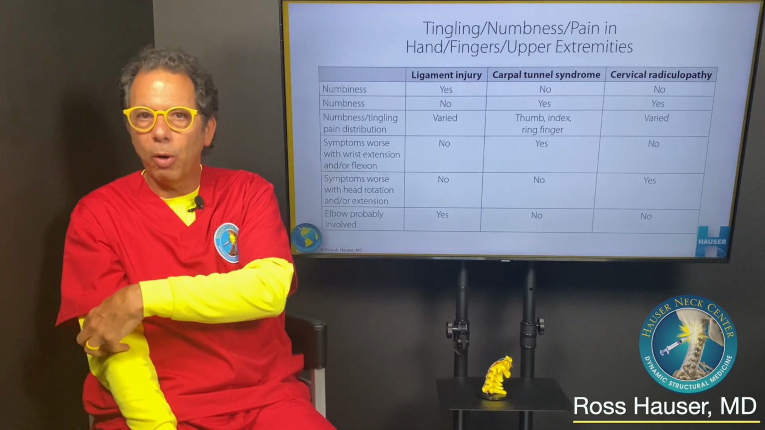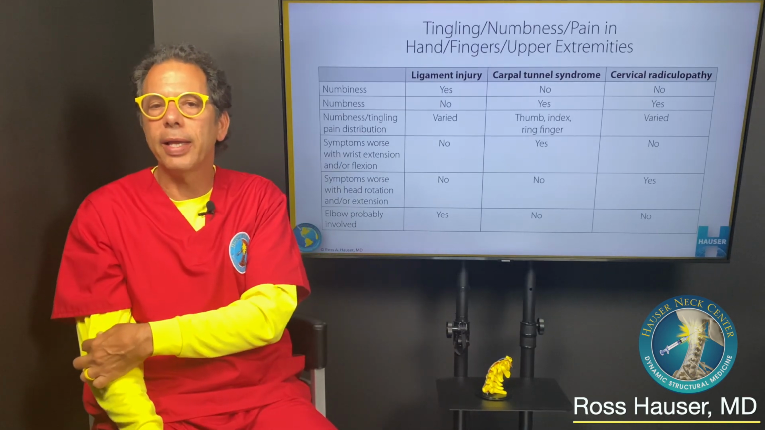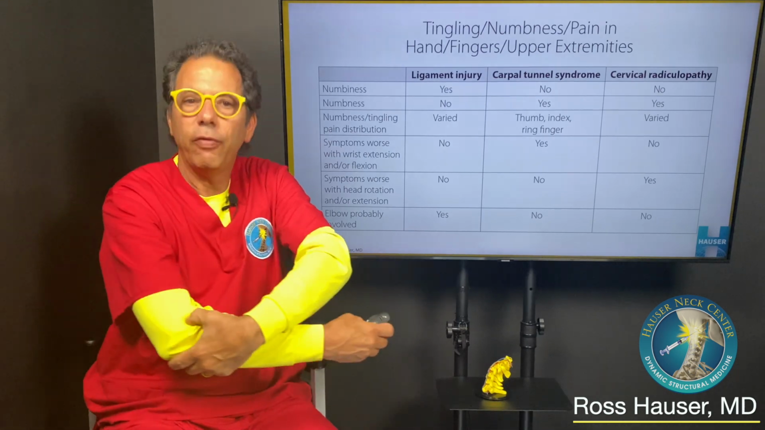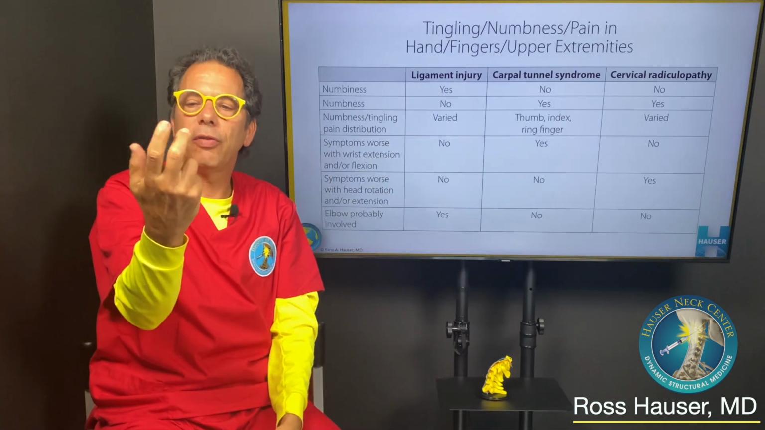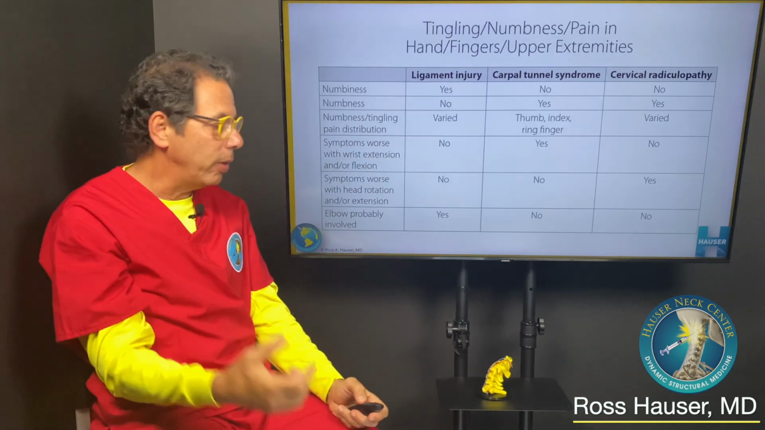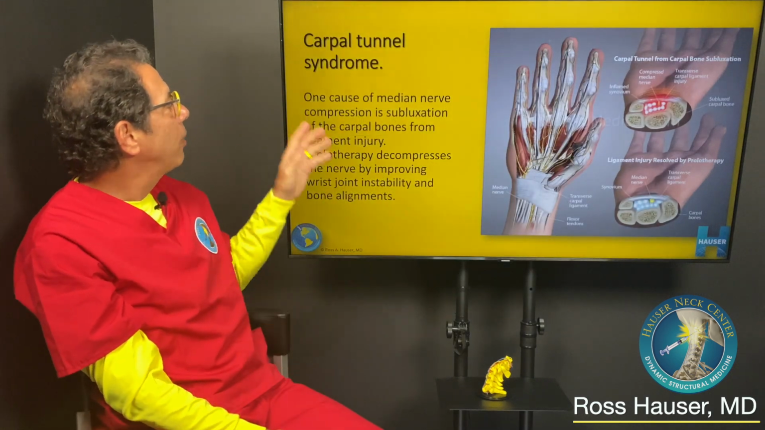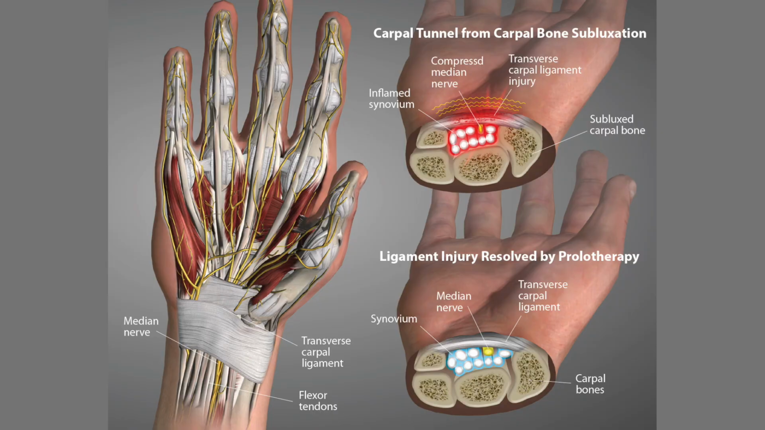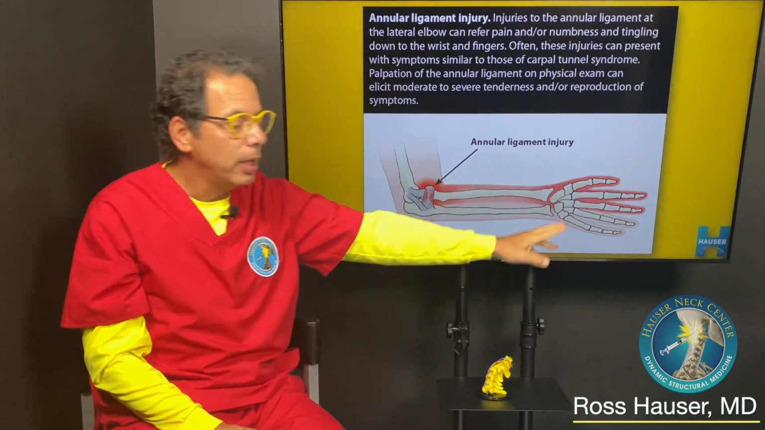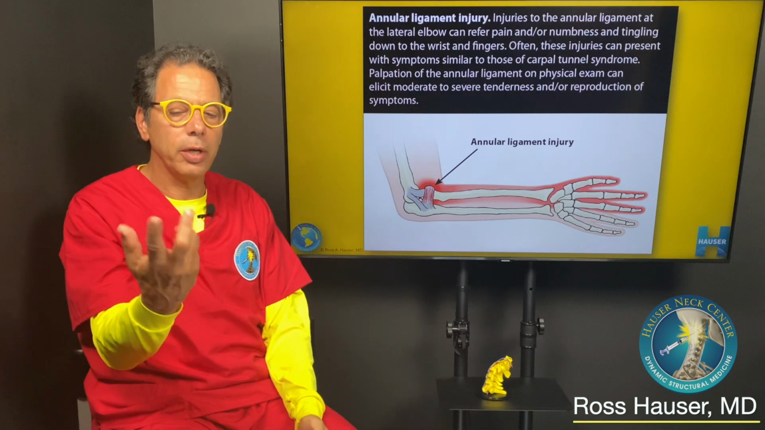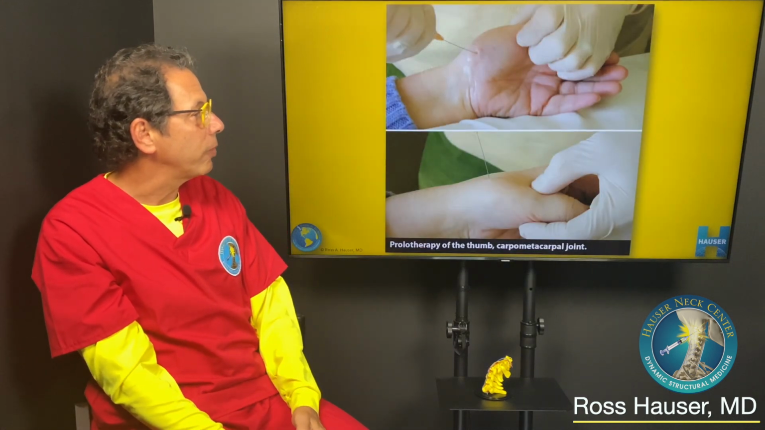Somebody who has elbow pain and numbness, that would be a sign that it's an elbow problem. Or if you push on the elbow here and you get radiating pain into this area, that's a sign that you have ligamentous injury. So carpal tunnel syndrome is compression of the median nerve in the carpal tunnel. If you have annular ligament injury or radial collateral ligament injury, that can give you numbiness in the same distribution as carpal tunnel.